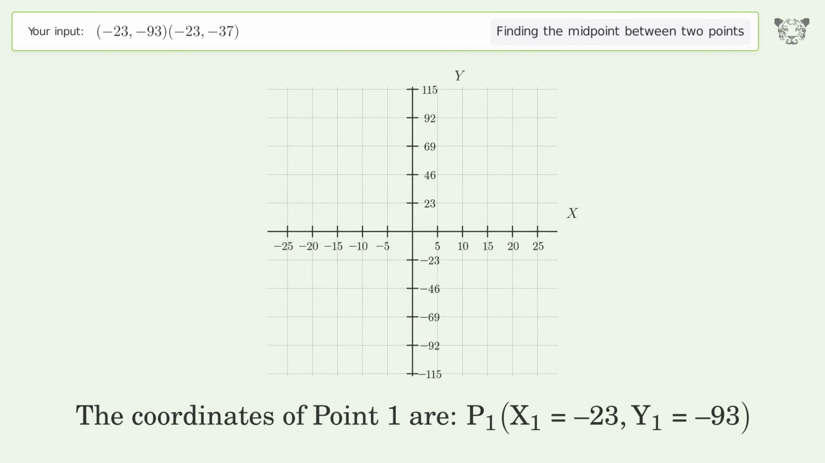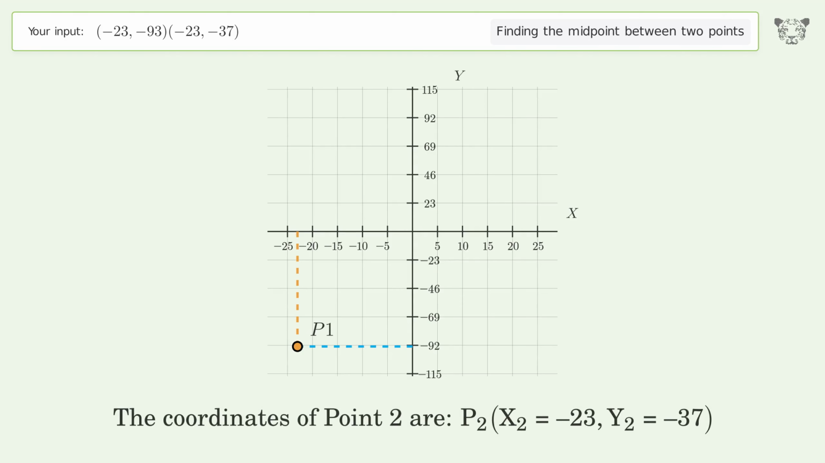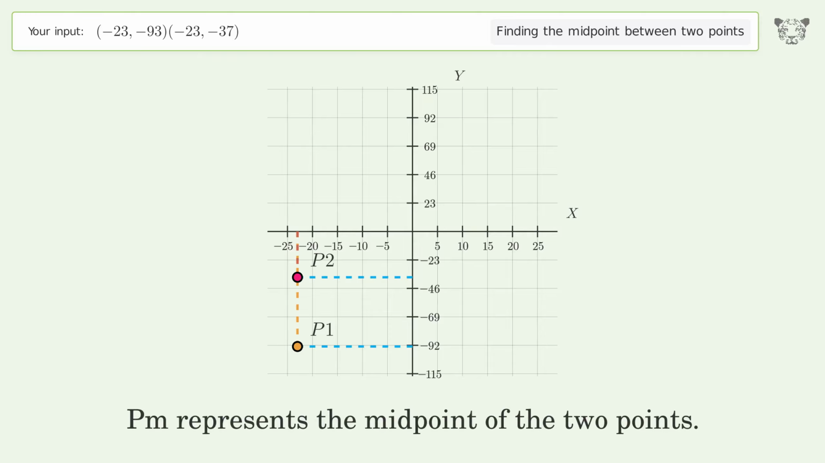The coordinates of point 1 are x1 equals -23, y1 equals -93. The coordinates of point 2 are x2 equals -23, y2 equals -37. PM represents the midpoint of the 2 points.